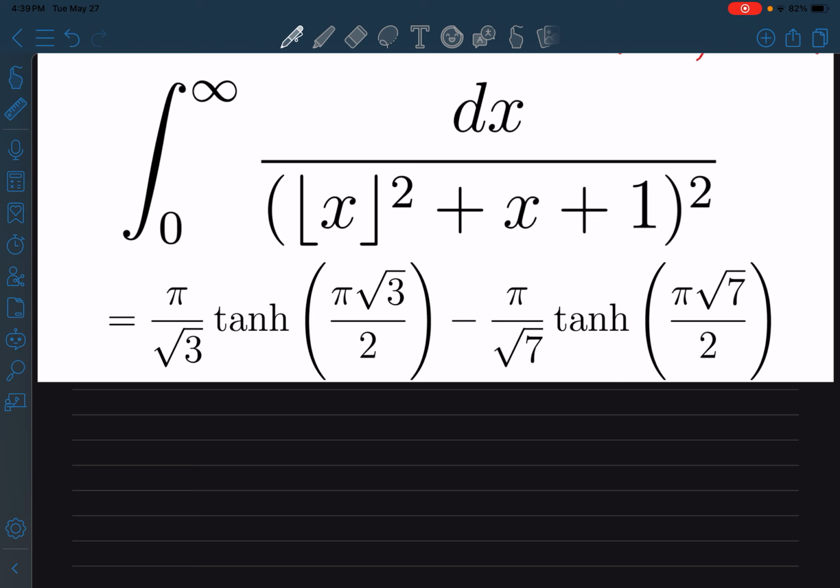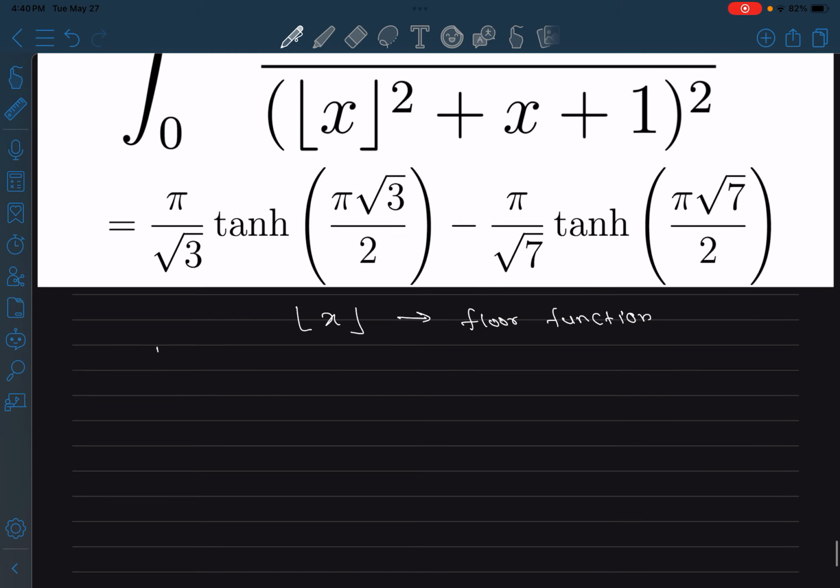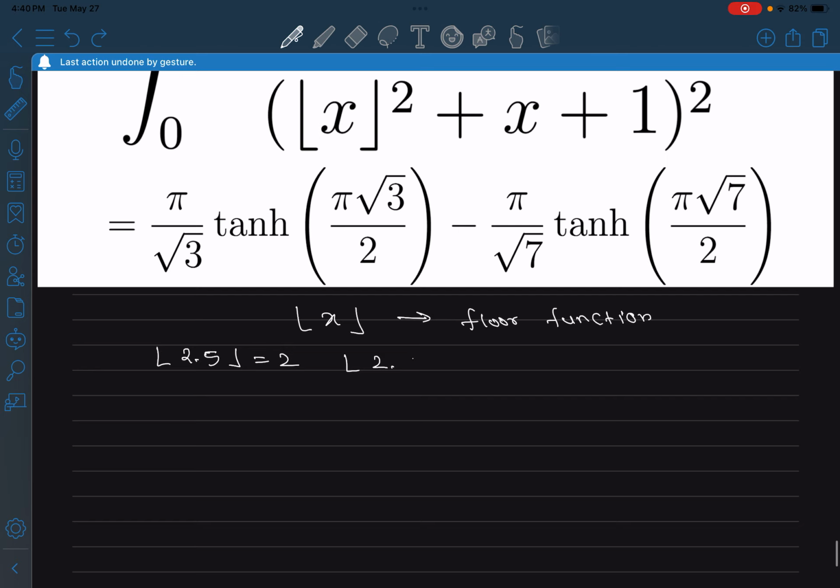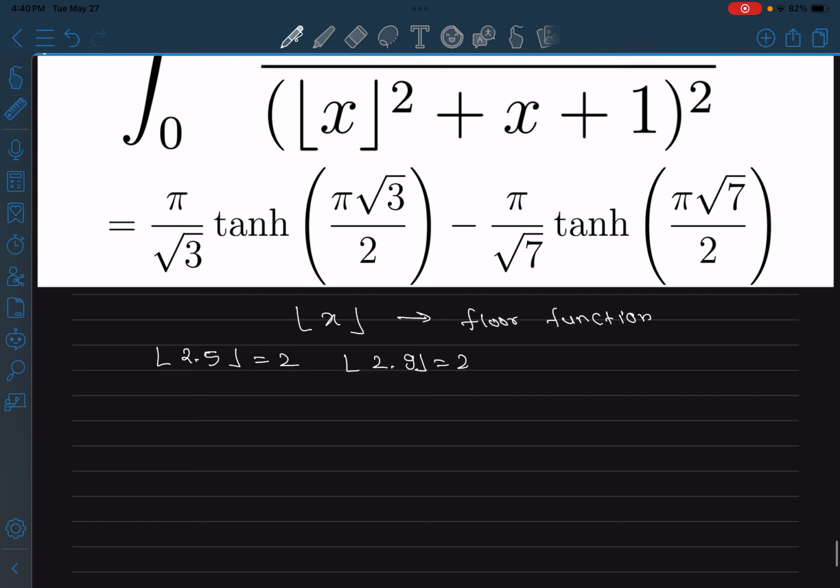And also over here, this symbol denotes the floor function, right? By floor function, what I mean is, let's say if I have floor of 2.5, that becomes 2. Floor of 2.9, that also becomes 2. So it basically rounds down to the nearest integer, right?